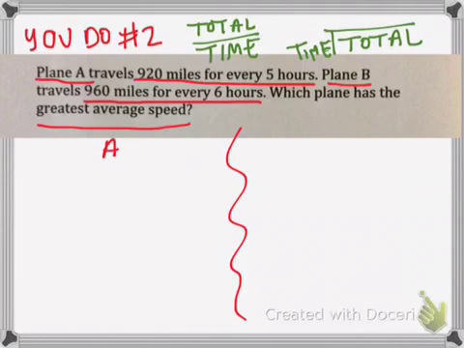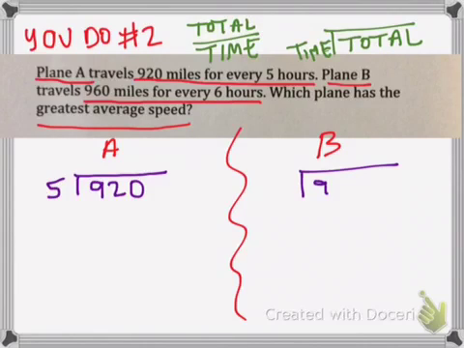So on my left side, I'll do plane A. On my right side, I'll do plane B. And so plane A, let me switch colors. Plane A traveled the total 920 miles. Let me fix that. 920 miles for every 5 hours. Plane B, 960 miles for every 6 hours. So I set up both of my division problems, and then I just go ahead and divide.